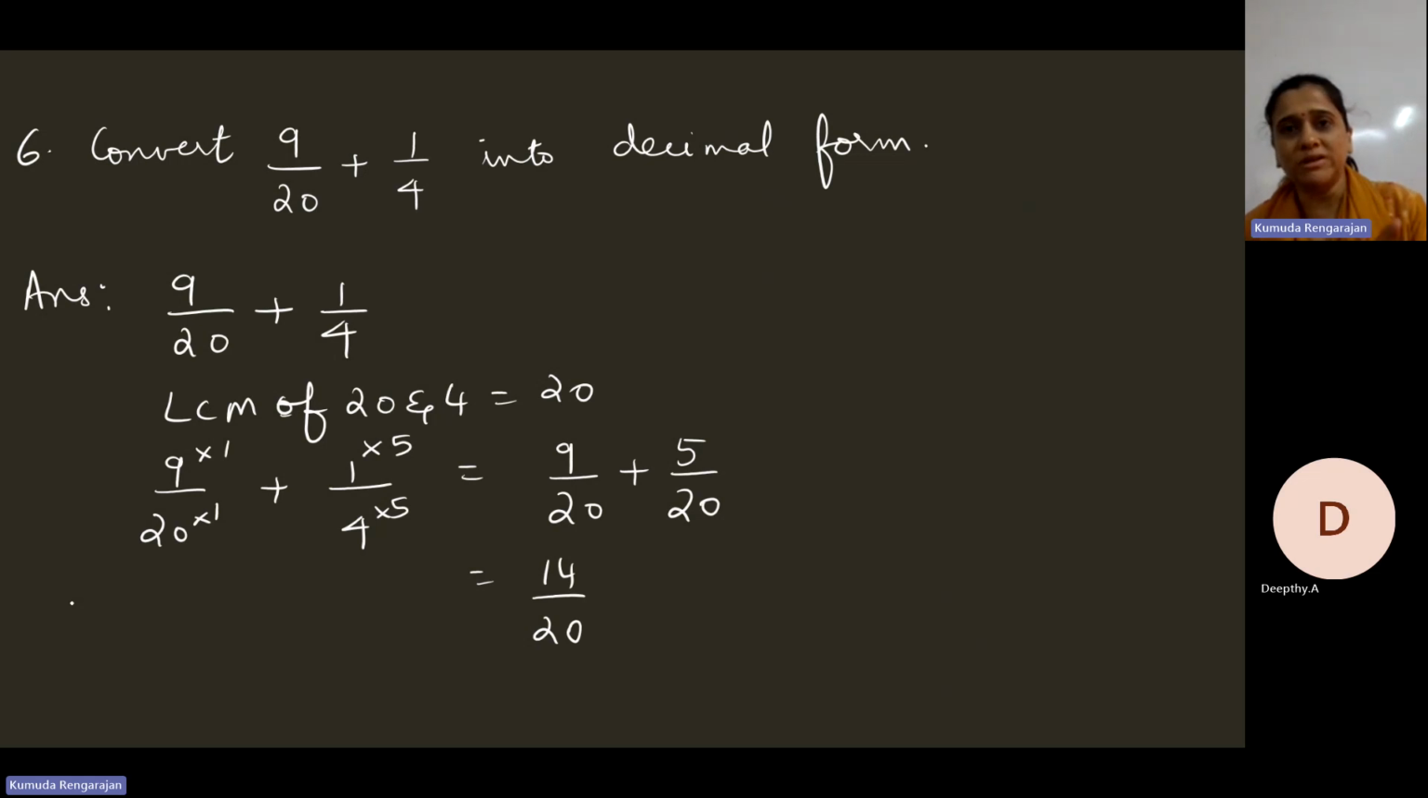You can bring 20 to 100 by multiplying it by 5, right? You'll have to have the denominator in powers of 10: 10, 100, 1,000, 10,000. So how will 20 become 100? Into 5. So 14 into 5 is 70, 70 by 100. The 0 and 0 get cancelled. What is 7 by 10? 0.7.